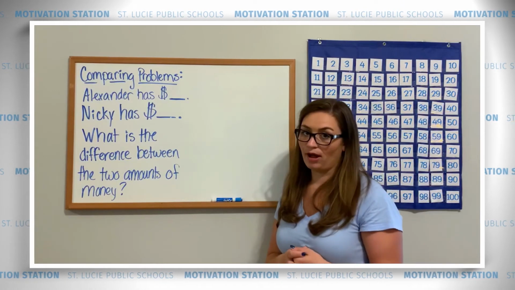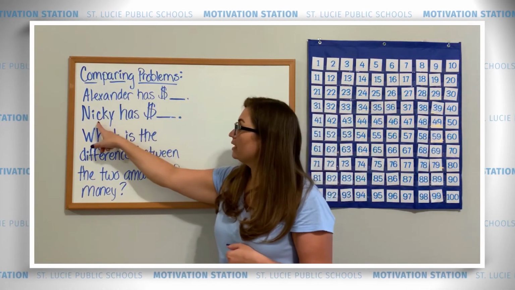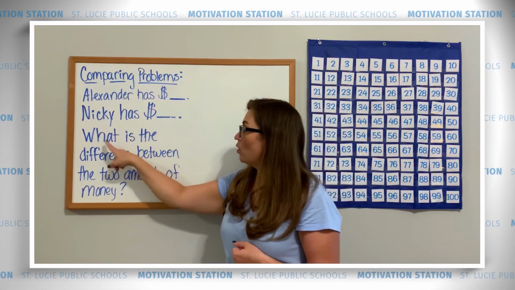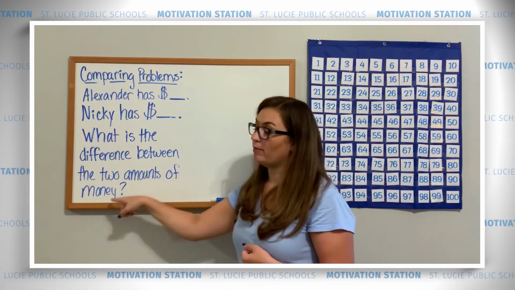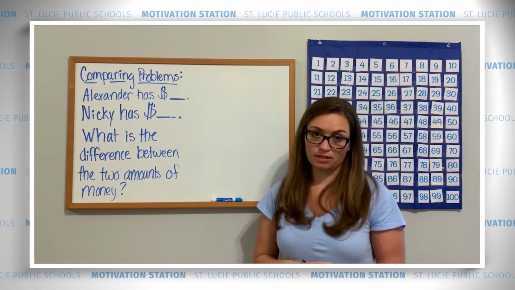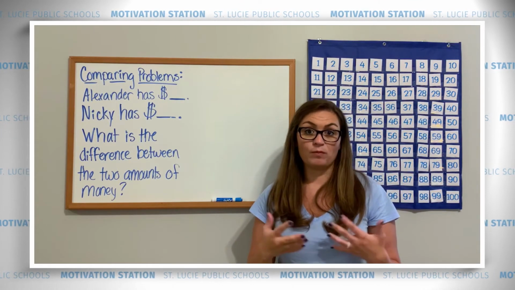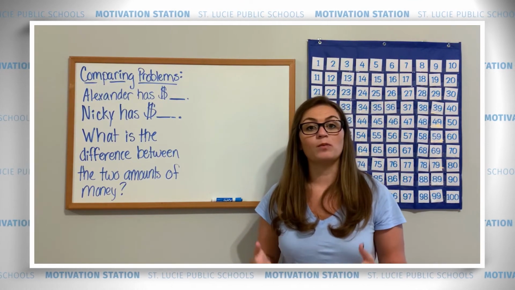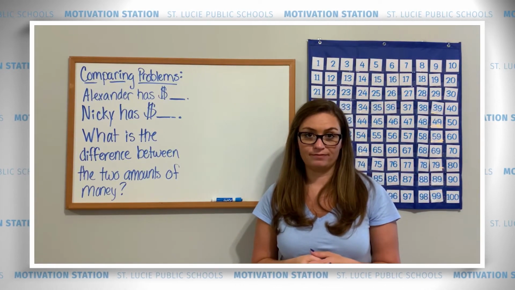Read this comparing problem with me. Alexander has blank dollars. Nikki has blank dollars. What is the difference between the two amounts of money? What makes this problem a comparing problem? Think back to last lesson when we talked about what a comparing problem was. How does this problem fit that definition?